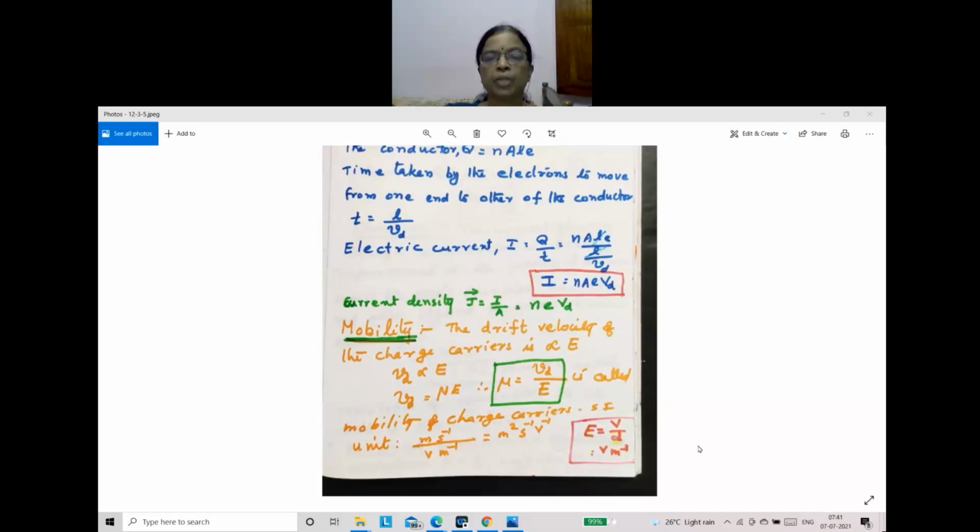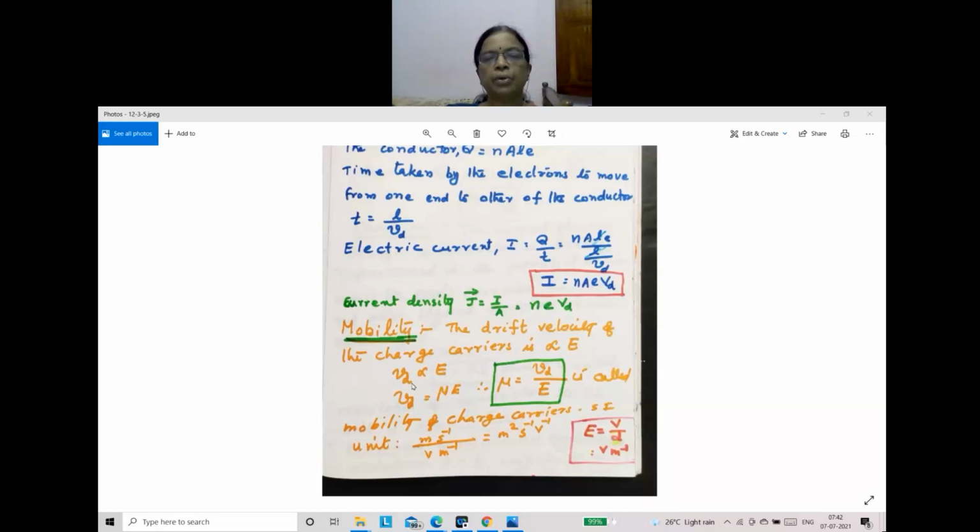Okay, mobility, another term that you have to study is mobility. Drift velocity per unit electric field, that is mobility. Drift velocity by electric field, that is known as mobility. So drift velocity and electric field are directly proportional. When we apply more potential difference, if instead of a 5 volt battery we use a 10 volt battery, drift velocity increases.